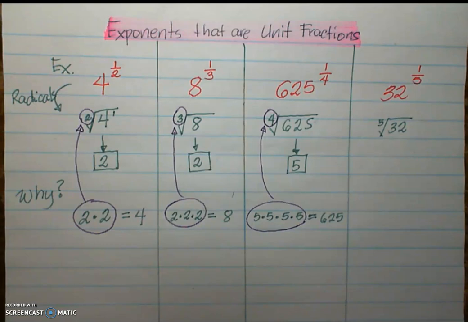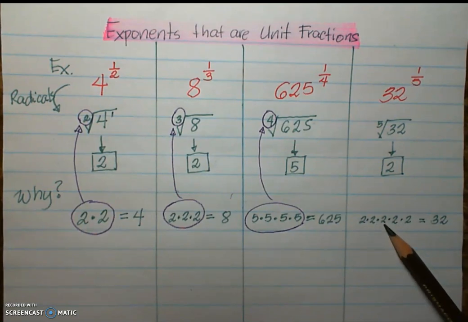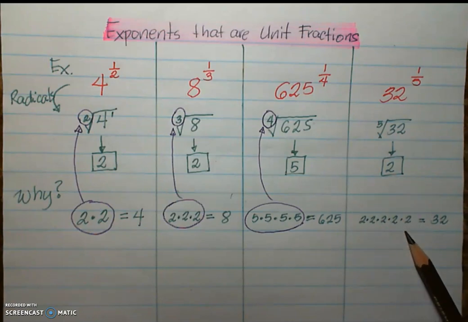Pause for a while and think of a number that, if you multiply and use as a factor 5 times, will be 32. And yes, the answer is 2. Let's investigate why. 2 times 2 is 4, times 2 is 8, times 2 is 16, times 2 is 32. Once again, the number of factors is your index.